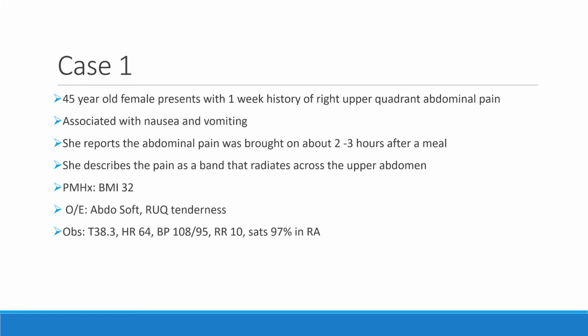Case 1, a 45-year-old female presents with a history of right upper quadrant abdominal pain associated with nausea and vomiting. She reports the pain is brought on 2 to 3 hours after a meal and describes the pain as a band that radiates around the upper abdomen. She's obese. On examination, her abdomen's soft with some right upper quadrant tenderness. She's pyrexial. In terms of her heart rate and BP, she's stable, and she's saturating at 97% on room air.